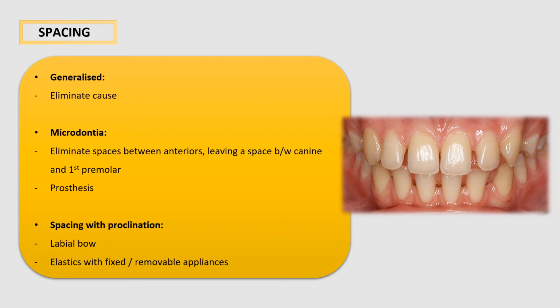If you notice spacing with proclined anterior and posterior teeth, then you can use a labial bow, or you can also use elastics with fixed and removable appliances, which will aid in closure of these generalized spaces between the proclined teeth.